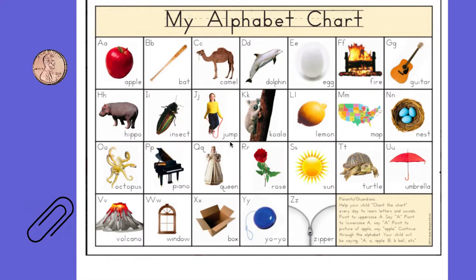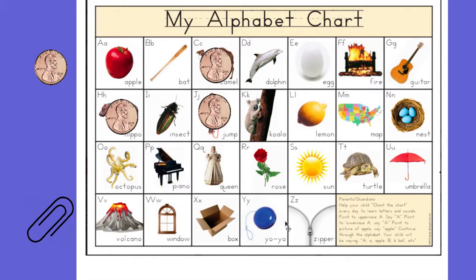The child could initiate this by grabbing a coin or a marker and chanting a box in random order and then covering it. So for example, C camel, H hippo, J jump.